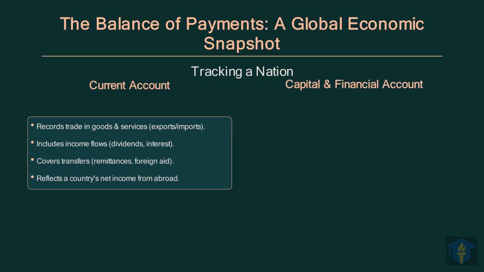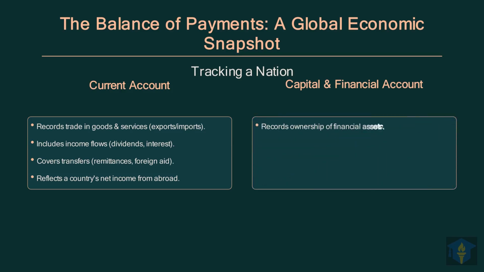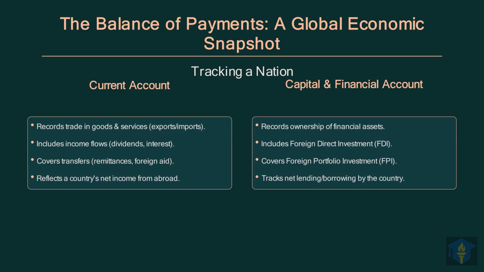Now, let's examine the capital and financial account of the balance of payments. This account records ownership changes in financial assets across international borders. It includes foreign direct investment, where companies establish operations abroad. The account also covers foreign portfolio investment in stocks and bonds internationally. Finally, it tracks net lending and borrowing activities by the country globally.